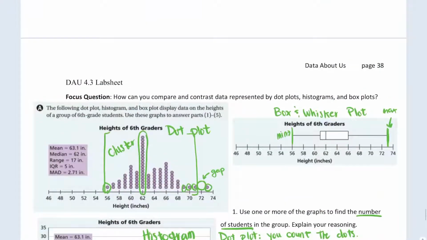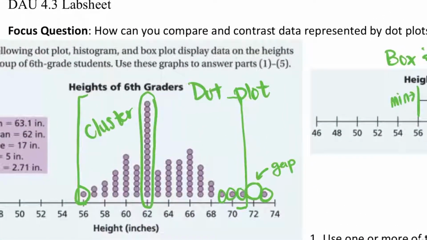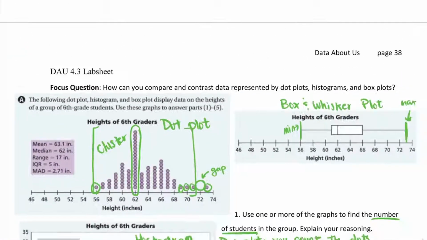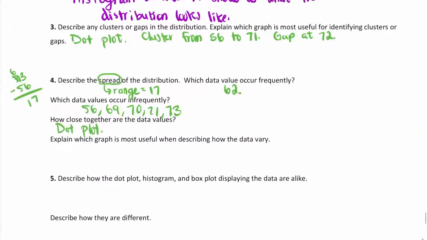Right? The dot plot shows us all the individual dots or all the individual data values, and we can see how close together they are, right? Are they clustered? Are there gaps? Okay, let's keep going. Now, explain which graph is most useful when describing how the data vary.